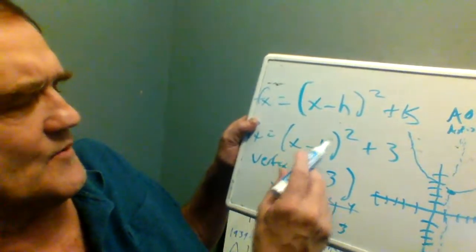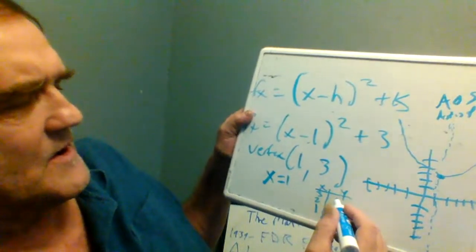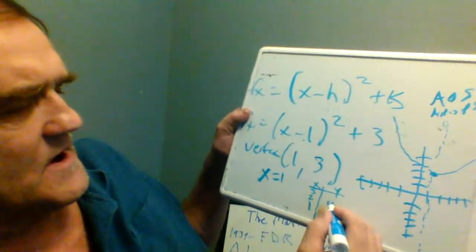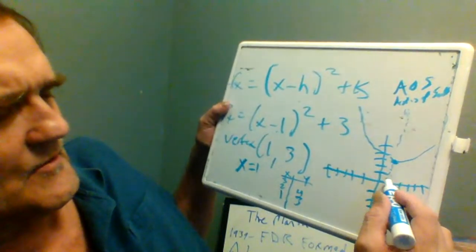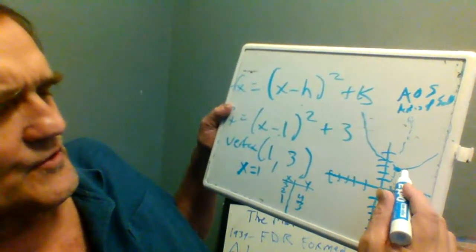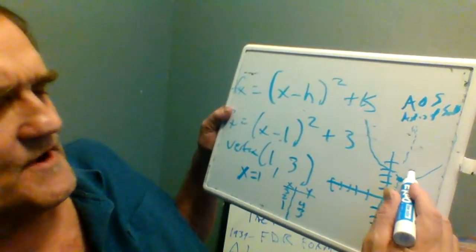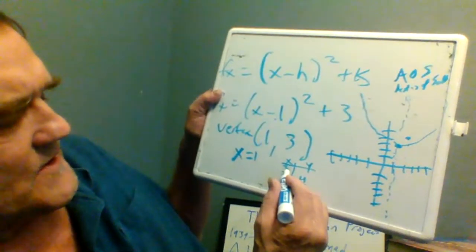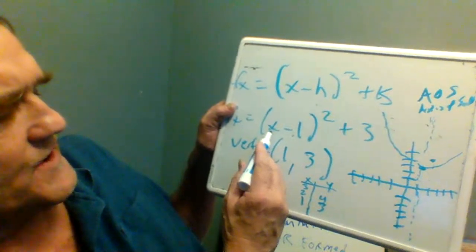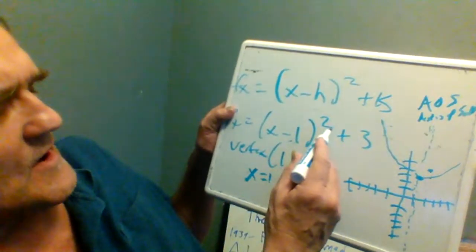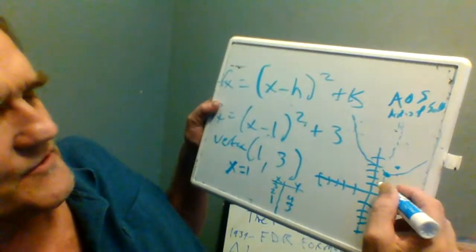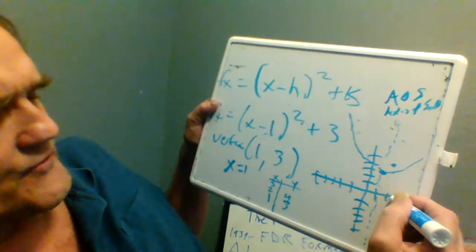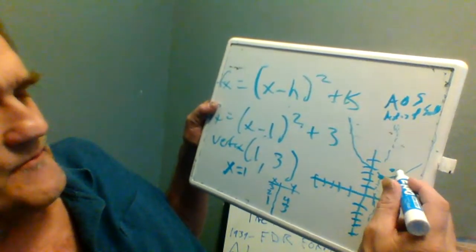2 goes in for x. 2 minus 1 is 1, 1 squared is 1, plus 3 is 4. So you've got 2, 4. There's your second point. Then you've got another x of 3. Plug that in: 3 minus 1 is 2, squared is 4, plus 3 is 7. So that's 3, 7.